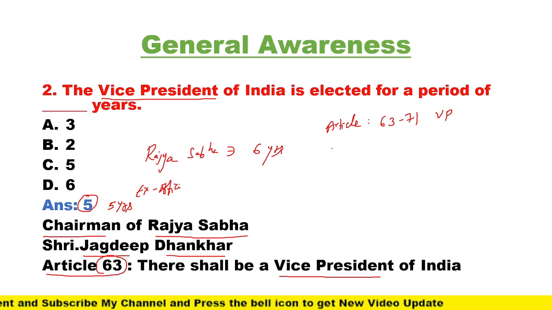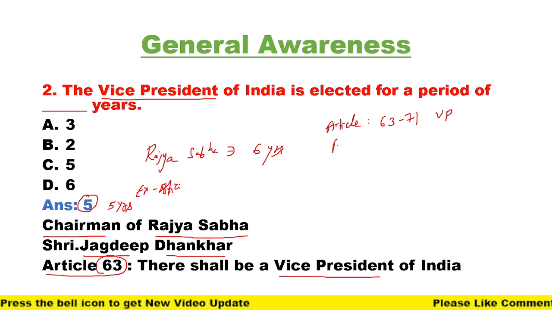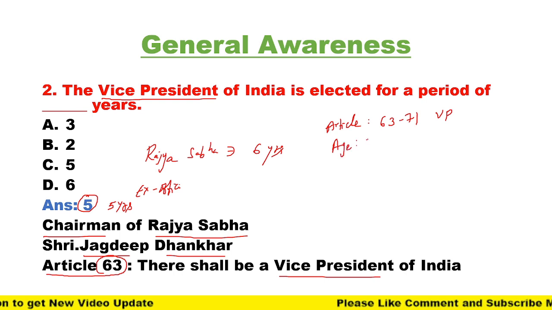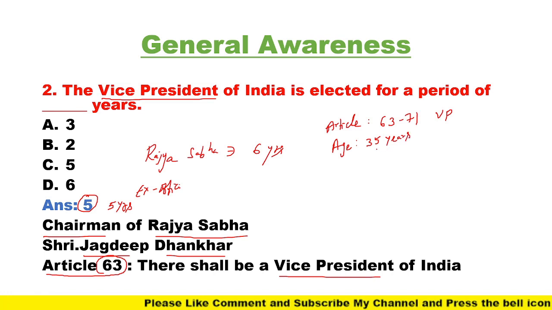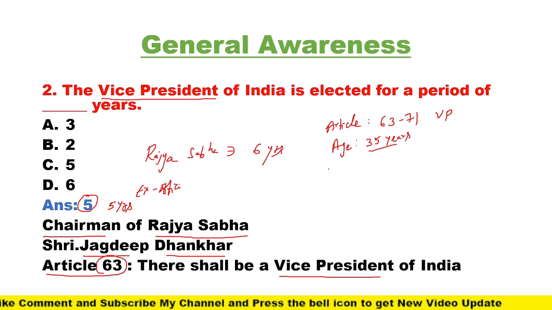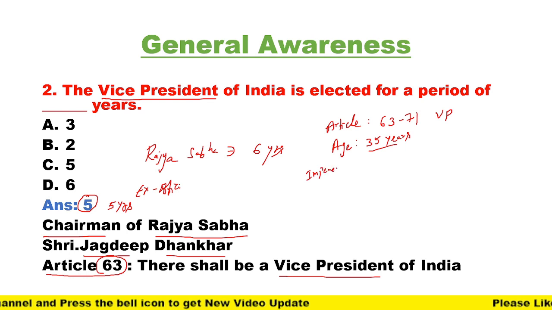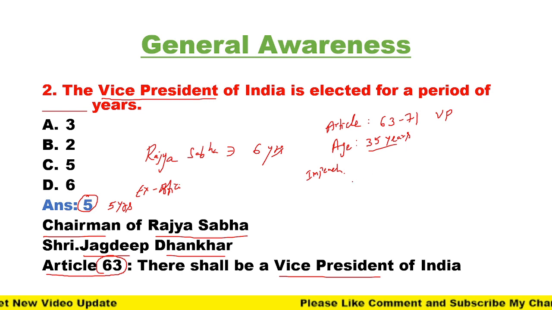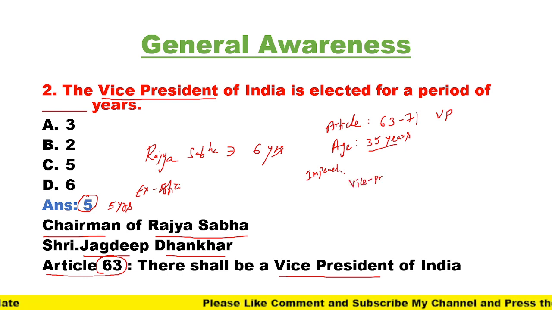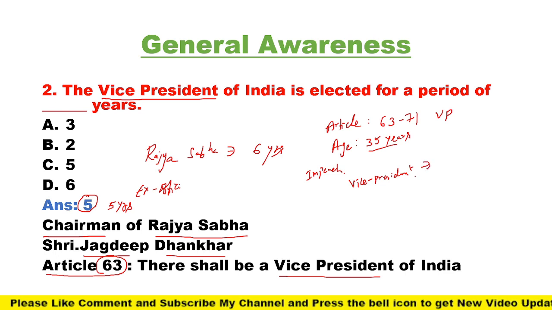And not only this one, if someone wants to contest for the post of Vice President, what is the age criteria? He should have 35 years. Okay, those who have completed 35 years can contest for the post of Vice President. And we know for President we have an impeachment process. For President we have an impeachment procedure mentioned in the Constitution, whereas for Vice President, there is no such procedure mentioned in the Constitution.